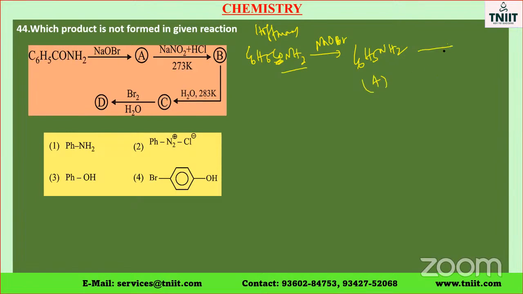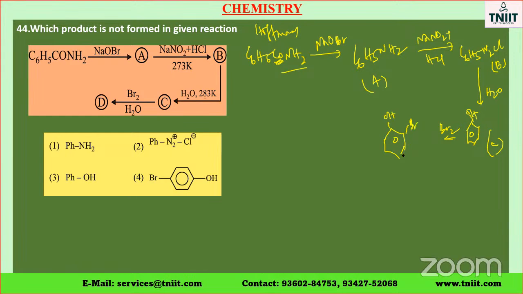This is A. When this is allowed to react with sodium nitrite and HCl, it is a diazotization reaction. So you get benzene diazonium chloride, C6H5N2Cl. This is B. When this benzene diazonium chloride is hydrolyzed, the product we get is phenol. This is C. And when we brominate this, the OH group is an electron donating group, therefore it directs the reaction to take place at ortho and para. So you get Br, Br, and Br, so you will get 2,4,6-tribromophenol.